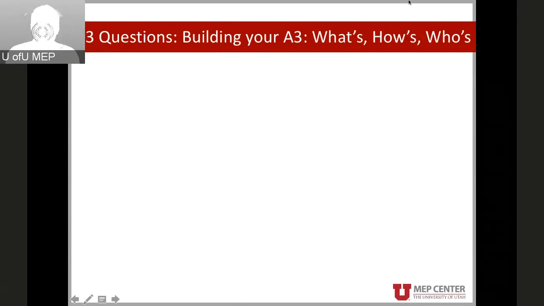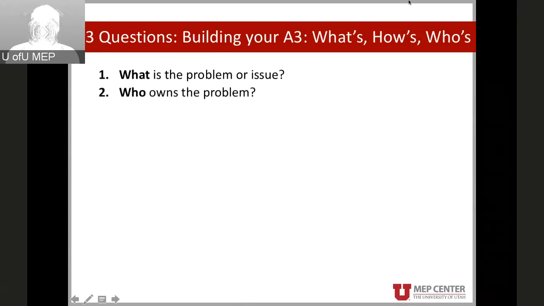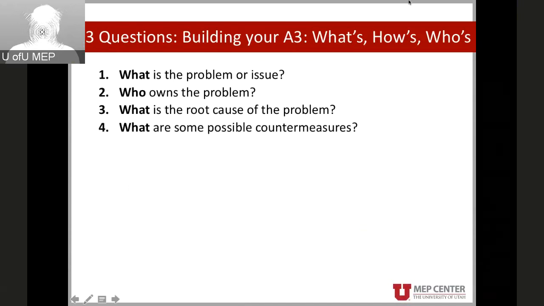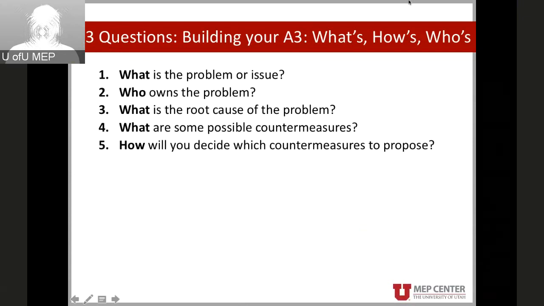So the obvious, what is the problem? Who owns that problem? Or is it shared by many groups? Because you will want to talk to all of the groups that are engaged in the problem. What is the root cause of the problem? If you don't know what it is, how will you find it? And then what are possible countermeasures? How will you decide which ones to propose, and which ones to use?